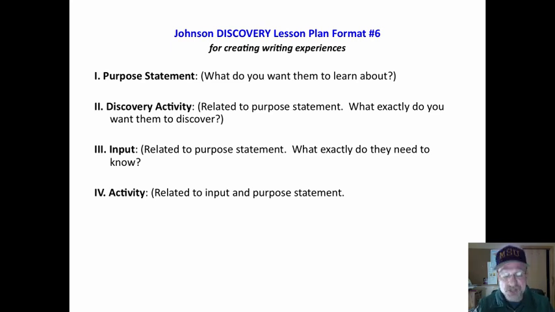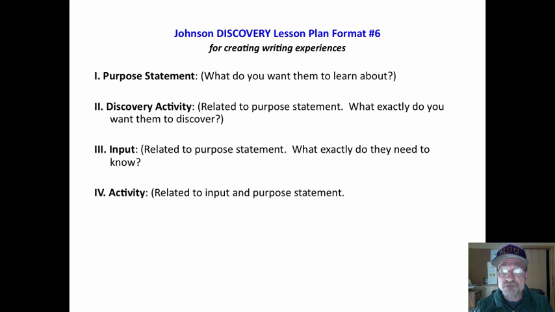This is based on discovery learning, a type of activity. Purpose statement again, we create our discovery activity related to the purpose statement. All right, what exactly do you want them to discover? And then we present input related to our purpose statement. What do they need to know? And then an activity. All right, that is discovery learning.